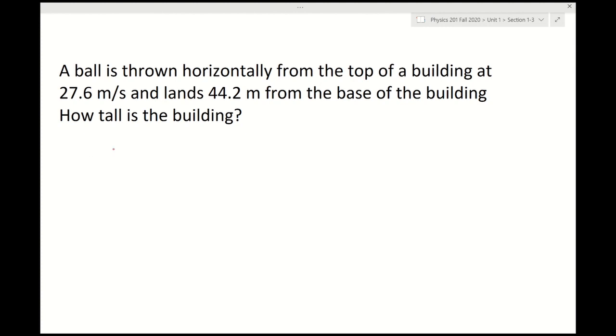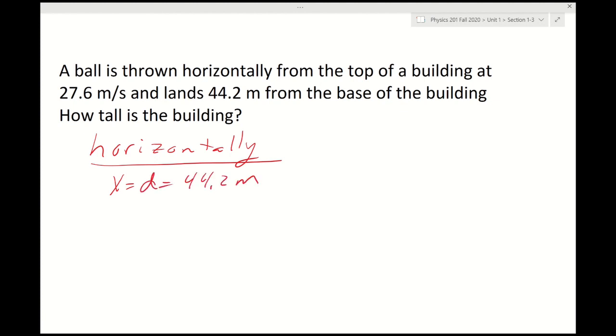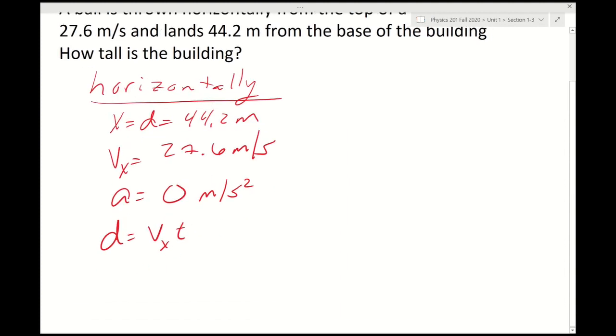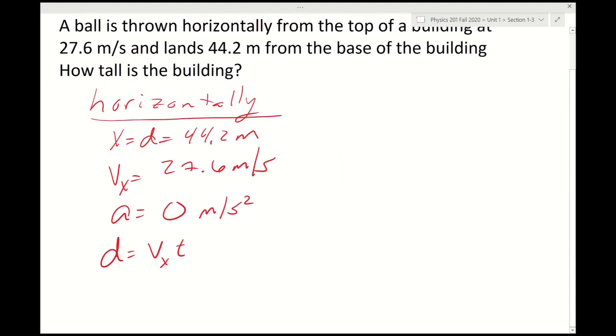So what we know is that horizontally, the ball travels 44.2 meters. The horizontal velocity is 27.6 meters per second. Horizontally, the acceleration is 0. Gravity only works vertically. So we can simply work from distance is vt. Well, in this case, we go 44.2 meters at 27.6 meters per second.